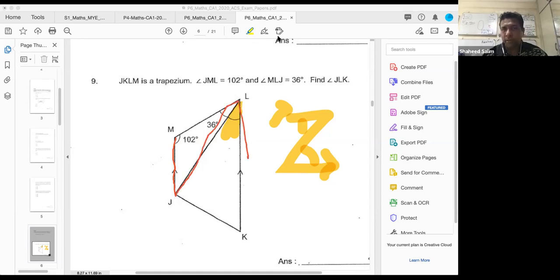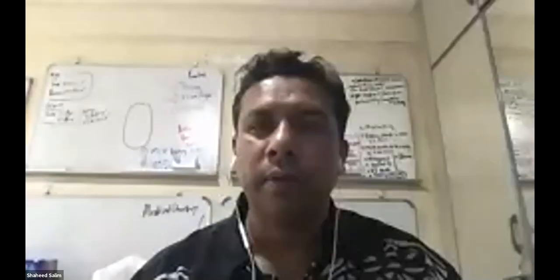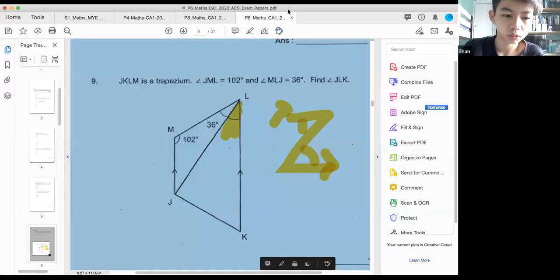Alamak. Sorry, this one. The Z is not drawn properly. Aduh, not drawn properly. Can you see this one? Okay, sorry sir. I'm going to use another marker. I use this one. This one. Okay. Sorry. Is it 42? Could be 42.